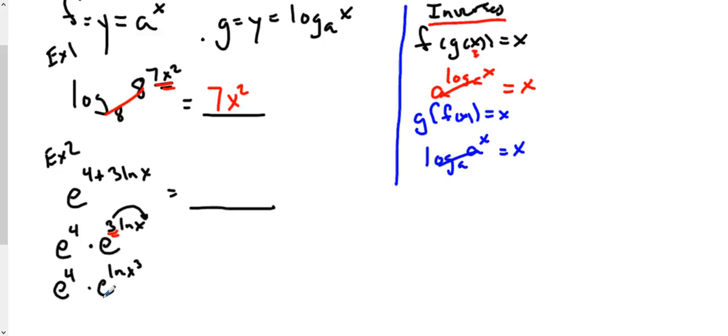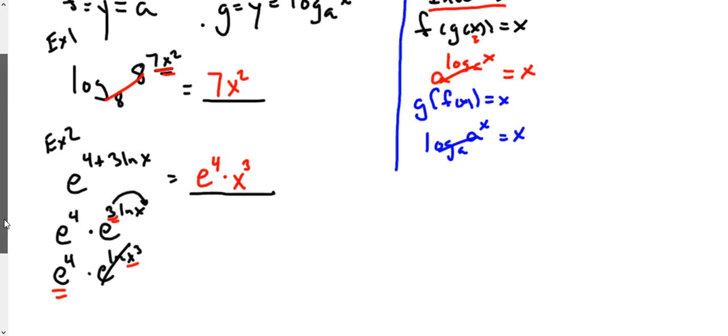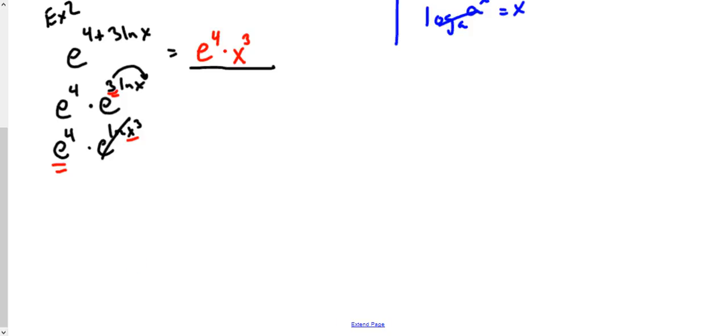From there, we can now use the inverse property. We have e to the natural log, this cancels out, and we're left with, well, let's put our answer up here: e to the fourth times, well, what's left over? x cubed, and that's our simplified answer. Makes sense? Usually that one confuses a lot of students.